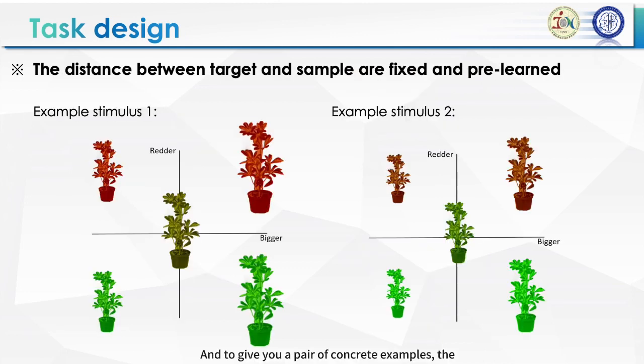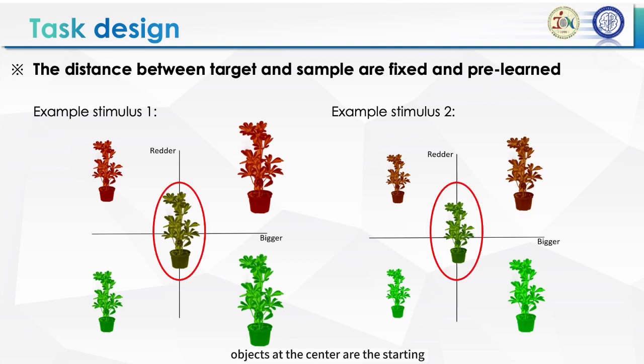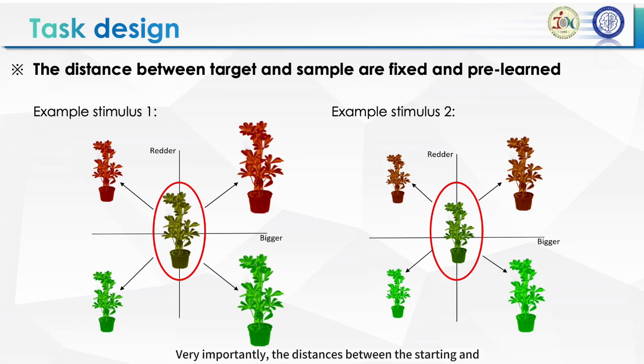And to give you a pair of concrete examples, the objects at the center are the starting stimuli for the participant to memorize, and depending on the goal of the current trial, the end products the participants need to recreate are at the four corners. Very importantly, the distances between the starting and the end stimuli are fixed and pre-learned in a behavioral session, so that for each trial we have a correct answer and we can derive memory error from it.